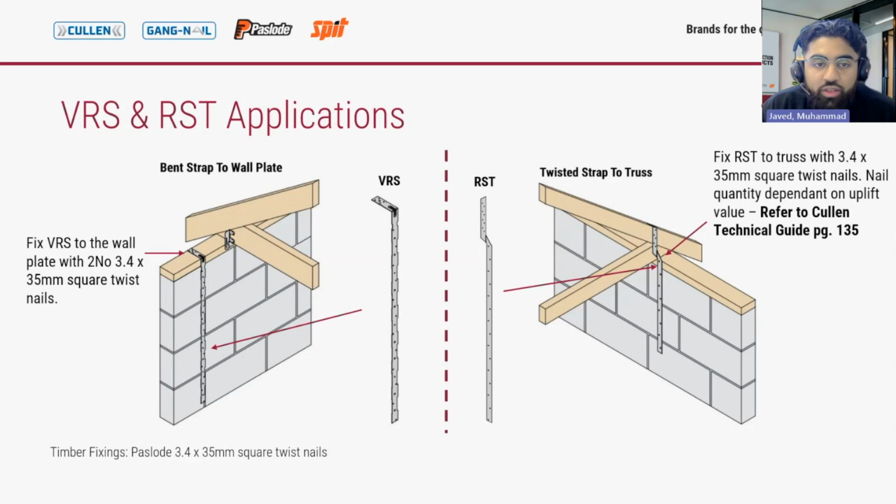The RST, on the other hand, is used to restrain trusses to the walls, and it is fixed to the trusses using square twist nails, and the nail quantity here is dependent on the uplift value. So if you want to find more information related to this, please refer to page 135 of the Cullen Technical Guide. Similar to the VRS, the masonry fixings are to be specified by the building designer. And if the RST protrudes over the top of the truss, like you can see in the diagram, wipe the strap over the top, as you can see on the image on the right.